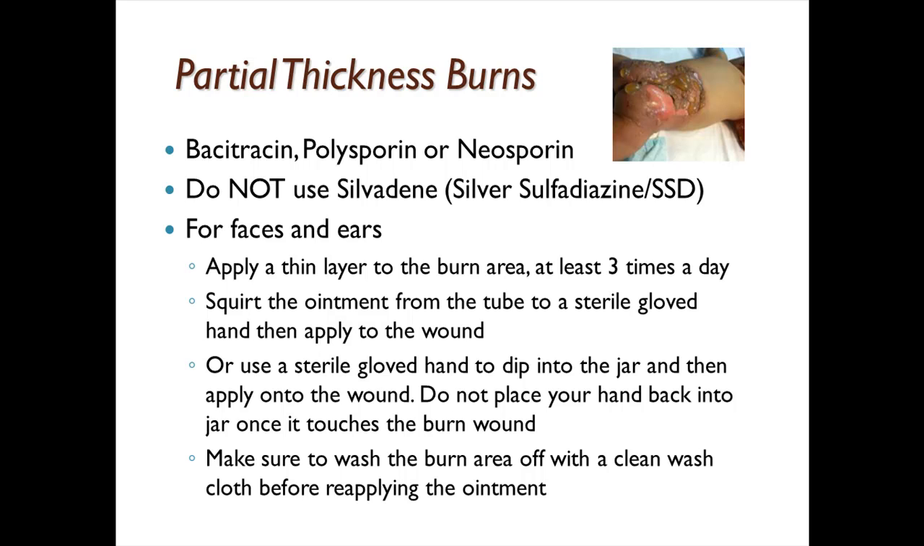You're going to squirt the ointment from the tube onto a sterile gloved hand and then apply it to the wound. Make sure that when you apply that to the wound, you do not get the tube contaminated. If you have a jar of this bacitracin or so, you can take a sterile gloved hand and dip it into the jar and then apply it on the wound. Just remember that you do not place your hand back into the jar once it touches that burn wound. And again, like we said, when you're reapplying these ointments, make sure you wash them off with a clean washcloth before reapplying them.